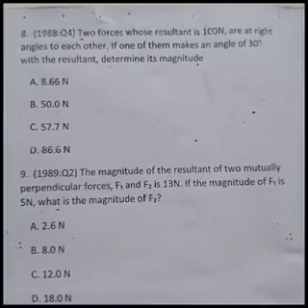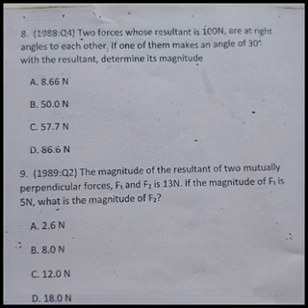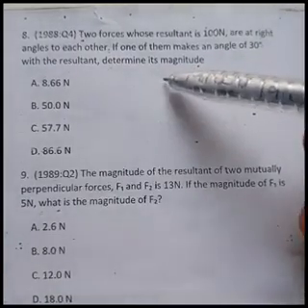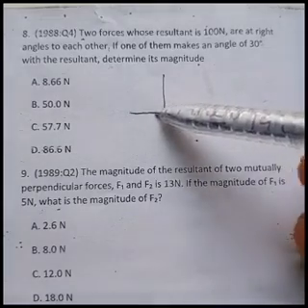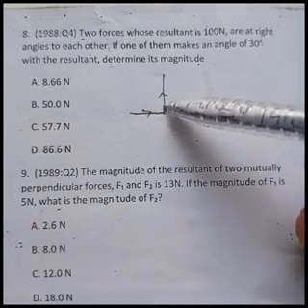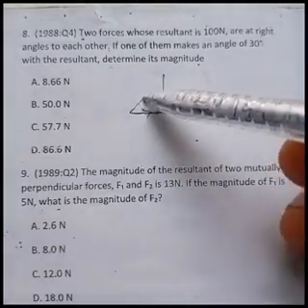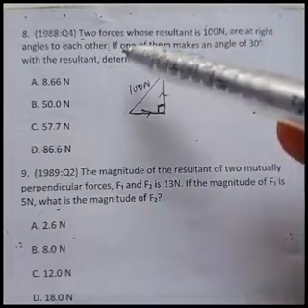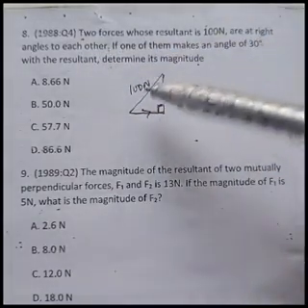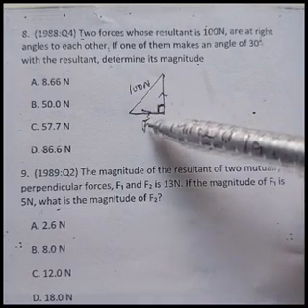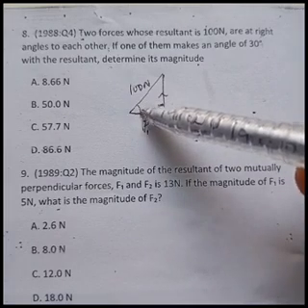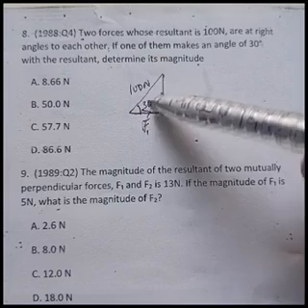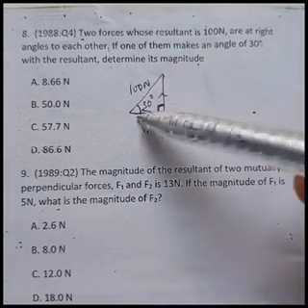Question 8. Two forces whose resultant is 100 Newton are at right angles to each other. So let's suppose these are the two forces, this one and this one at 90 degrees to each other. This is the resultant, 100 Newton. If one of them, let's say this F1, makes 30 degrees to this resultant, determine its magnitude. You're looking for F.